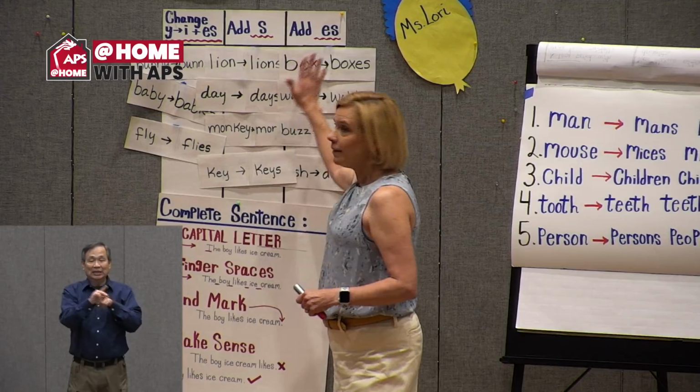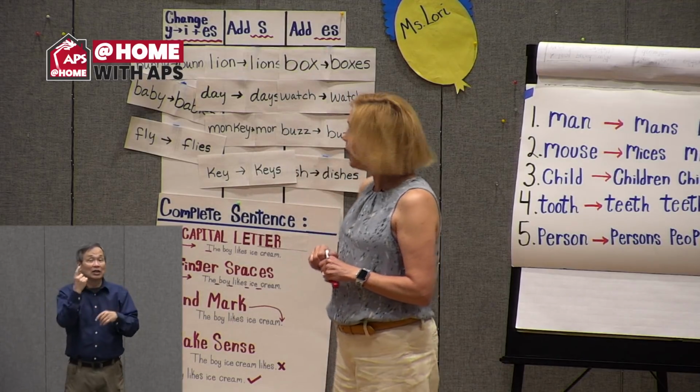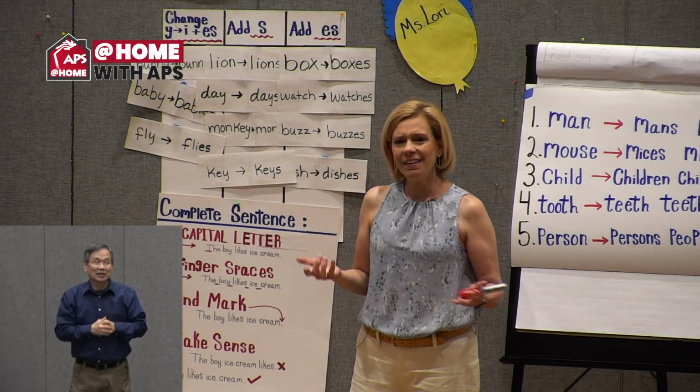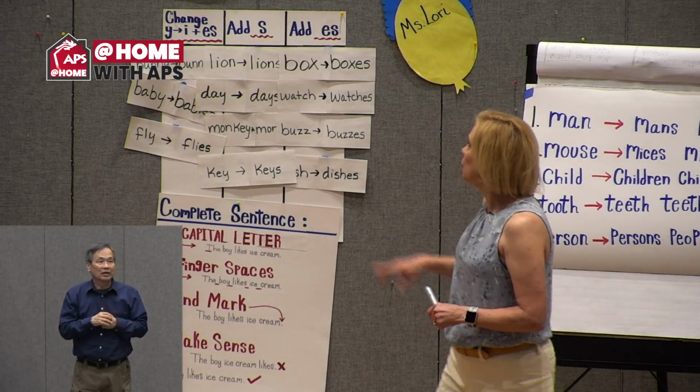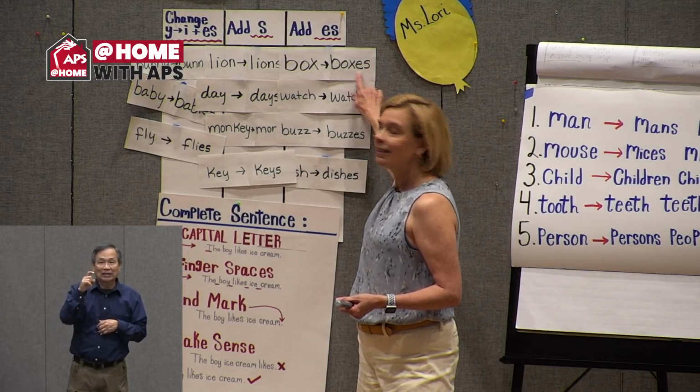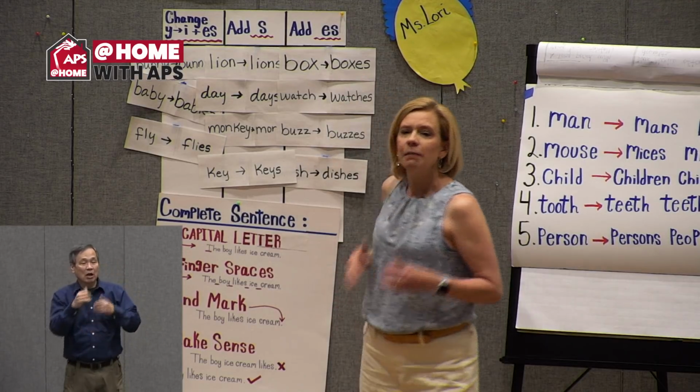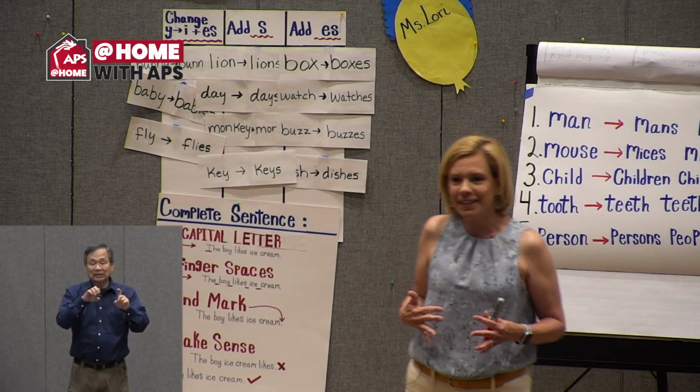And then finally, our last one was if it ends in a strange letter like a D or an X, you are going to add an ES, like boxes. Makes it easier to say for us, doesn't it?